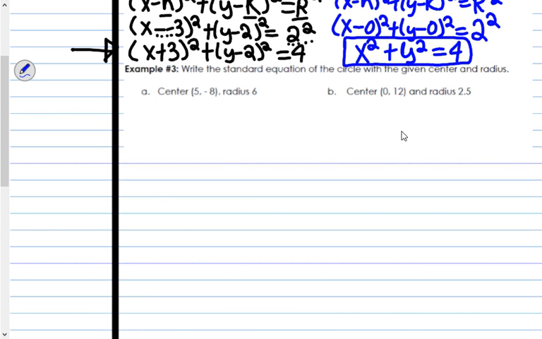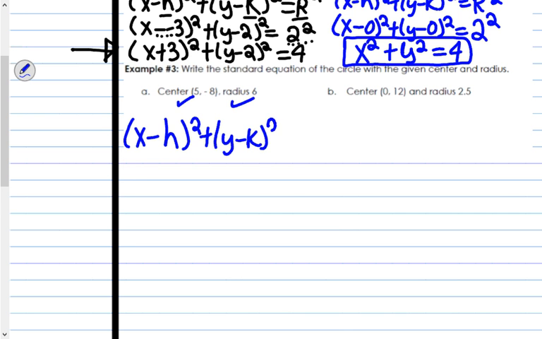Write the standard equation of the circle with the given center and the given radius. Well, they already give it both to us. Those are the 2 things we need, and we have them. So start off by writing (x minus h) squared plus (y minus k) squared equals r squared.